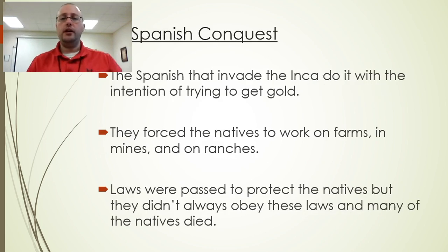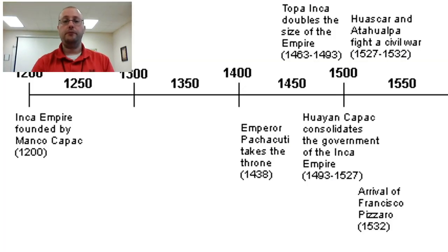The Spanish that invaded the Inca did it trying to get gold. Well, again, that's the big thing going on here, is that they want to try to get gold. They want to come in and take over because they think they're going to get Spain even richer. They forced the natives to work on farms, in mines, and on ranches. Laws were passed to protect the natives, but they didn't always obey these laws, and many of the natives died. So they passed laws about like work laws, but a lot of people ignored them, and there wasn't really nothing done to them about it.